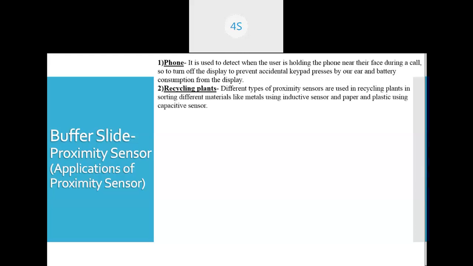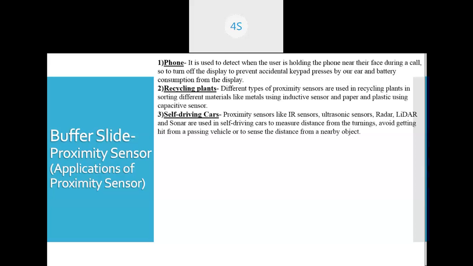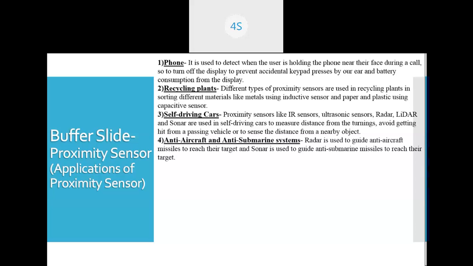Recycling plants. The different types of proximity sensors like inductive and capacitive are used in recycling plants, which are used to sort out materials like metals using the inductive and paper or plastic using the capacitive. The self-driving cars. Nowadays, there are many cars which are self-driving, which mainly use proximity sensors like IR sensors, ultrasonic sensors, radars, lidars, and sonars, which are used in self-driving cars to measure distance from the turning, avoid getting hit from a passing vehicle, or to sense a distance from a nearby object.